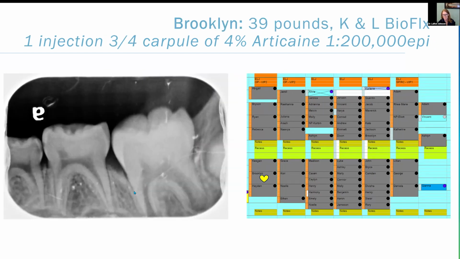Here's a fresh one. So this is Brooklyn, 39 pounds. We're doing bioflex. She also has oral findings consistent with GERD or a highly acidic diet, a lot of wear, actually a little bit of sensitivity. It's kind of a highly sensitive child. But what we did was one injection. We did 3/4 of carpule, and we did bioflex on K and L.